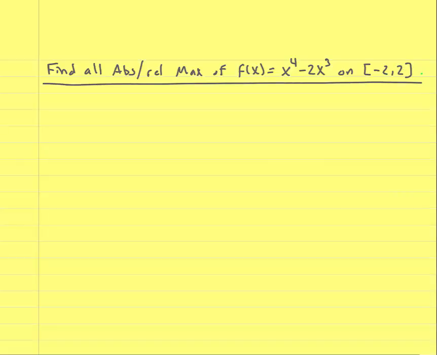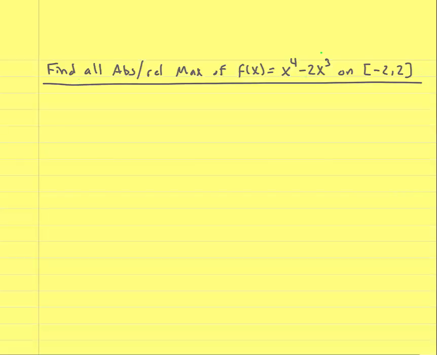So find all absolute and relative max and mins of, let's say, the function, let's do x to the 4th minus 2x cubed. This is a 4th degree polynomial. And let's do this on the closed interval -2 to 2. So we're only looking at a portion of this graph. Well, if I want to figure out what's going on, I think one of the first things I'm going to need to do is find critical numbers.